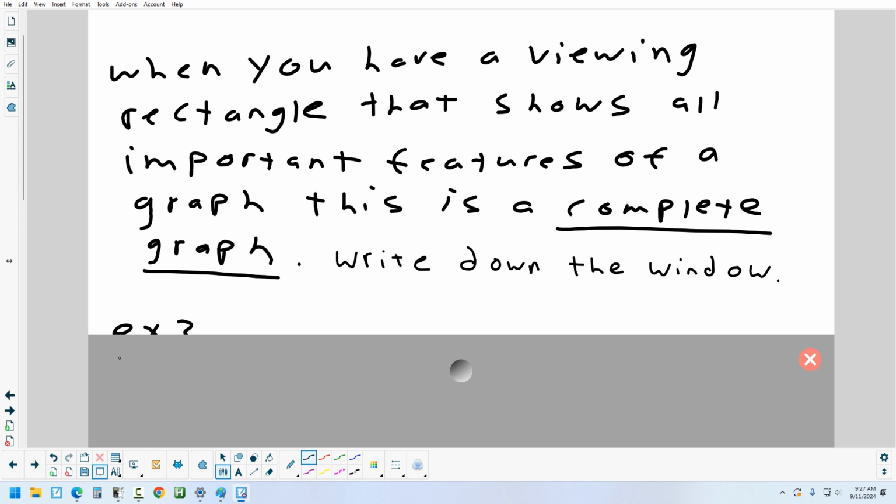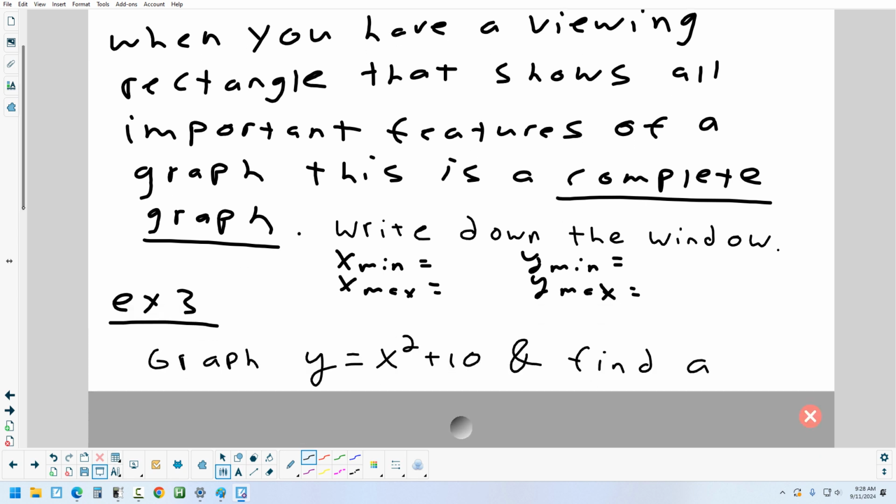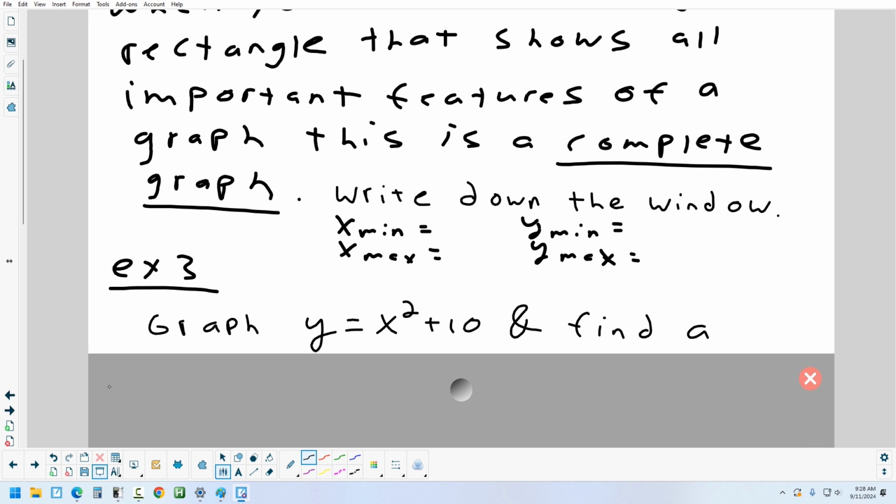If a question asks you to find a window, all you have to do is write it down. Okay? How many numbers do you have to write down to describe a window? Yeah, it's rectangular. Yeah. 4. Yeah, you need 4. So what I'm looking for in a window: x min, x max, y min, y max. And you can write it like that if you want.